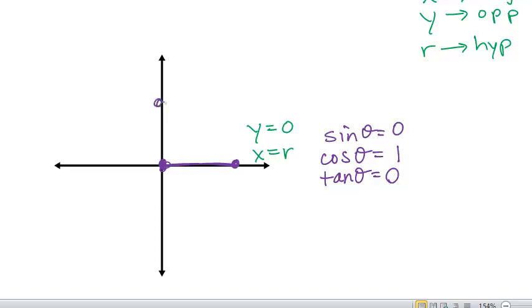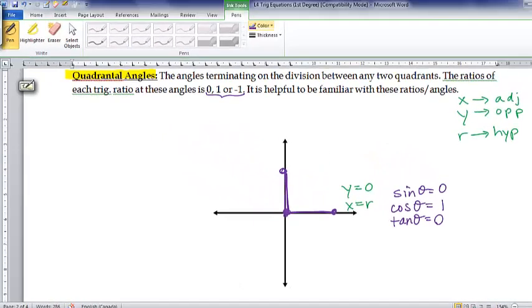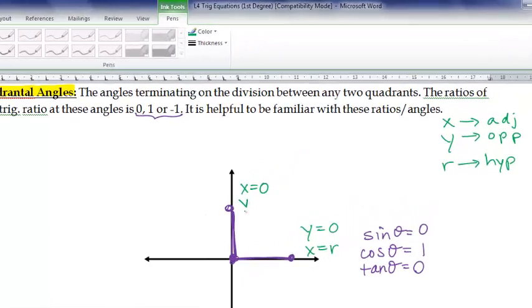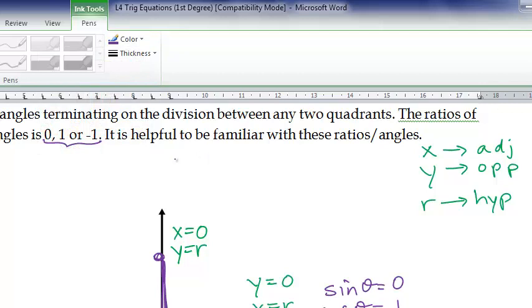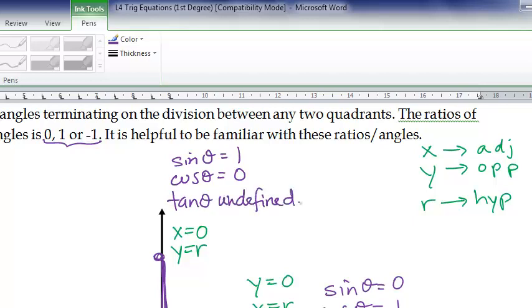Okay, so going around the circle in this way, if I go up to 90 degrees now, at this point x is 0, and y and r are the same. So using the same information, I can figure out that the sine ratio here is 1, since they're equal, opposite over hypotenuse. Cosine ratio is 0, since adjacent is 0. And tangent is actually undefined, because it's dividing by x, which is 0.